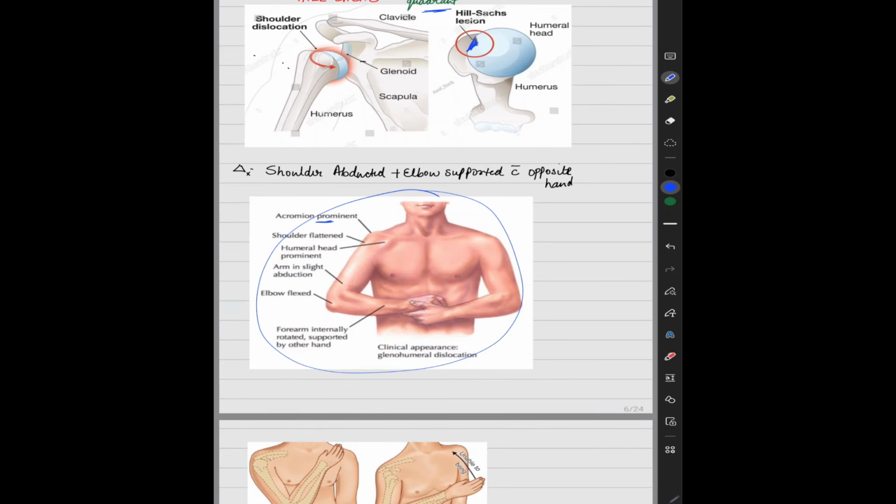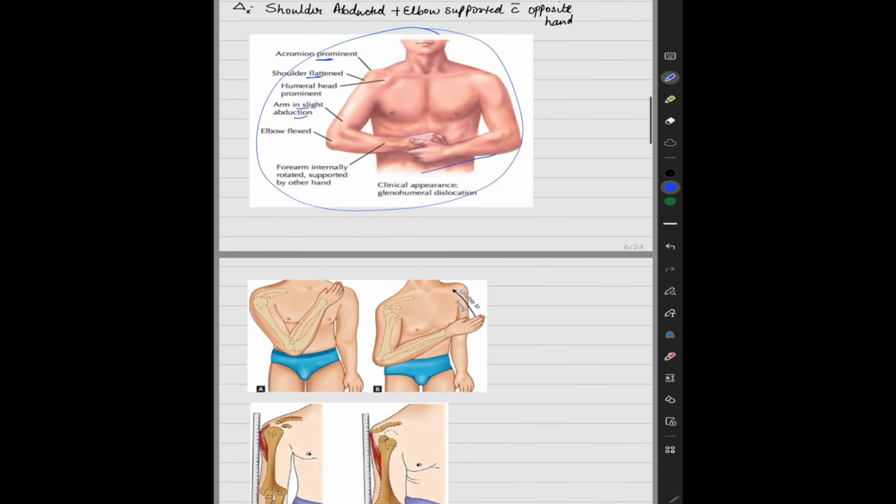So this is the characteristic presentation. Since the shoulder is dislocated, our acromion becomes prominent. The normal original contour of the shoulder is lost. The arm is in slight abduction. Elbow flex करके रखी हुई है and दूसरे arm से support किया हुआ है.